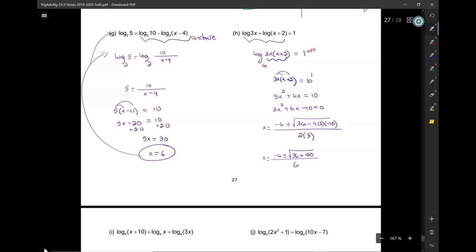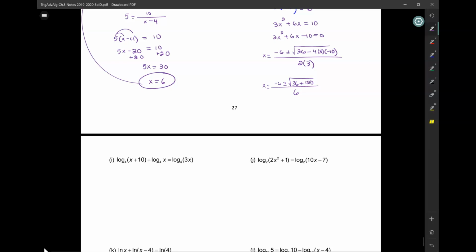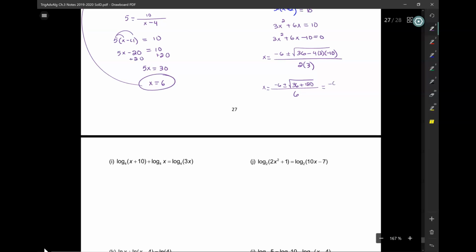Okay, so did we get to this point? So now this is negative 6 plus or minus the square root of 156 over 6. It's 2 negative, so it becomes a positive. So let's see how we can factor the 156. It'll be 2 times what? 78. And that's 2 times 39.